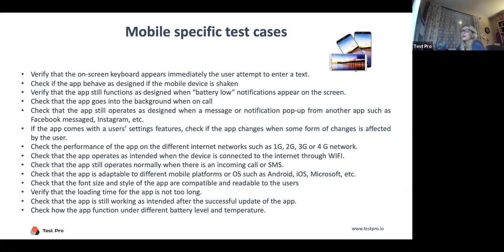So next one: check that the application operates as intended when the device is connected to the internet through Wi-Fi. Usually that's just a really quick test case. You're supposed to check how our application works under LTE and how it works under Wi-Fi. So that's functional testing in this case. Just turn off Wi-Fi and see, and bring back Wi-Fi, and we'll see how your application handles the switching of connection.